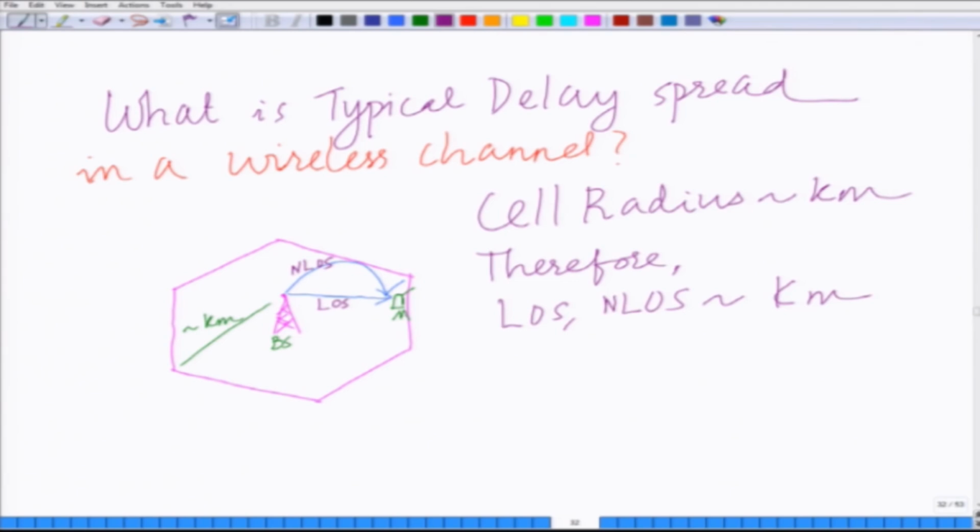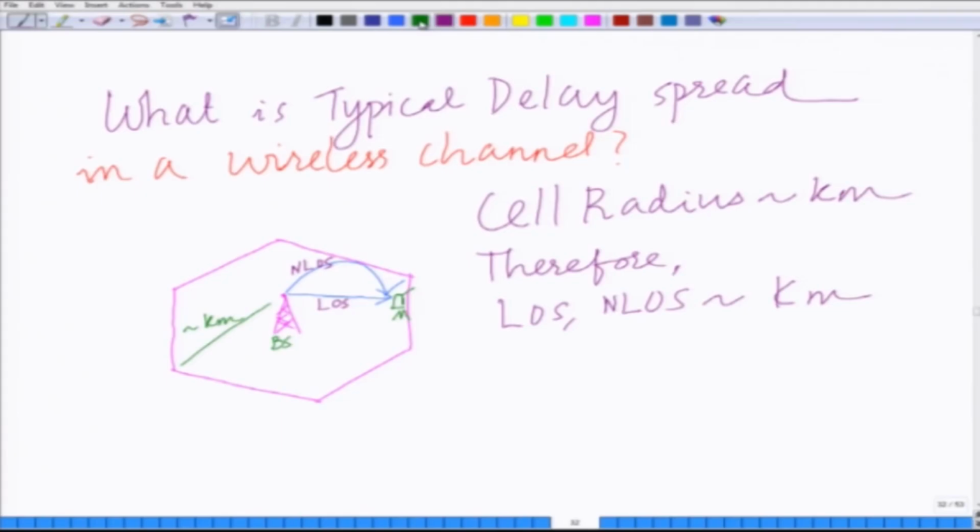For instance, the line of sight path might be 2 kilometers, the non line of sight path might be 3 kilometers, because non line of sight distance is typically greater than the line of sight distance. Line of sight distance is the shortest distance, right. Therefore, the distances are of the order of kilometers. Now, the important point to observe here is the difference in the distance, which I will call delta D.